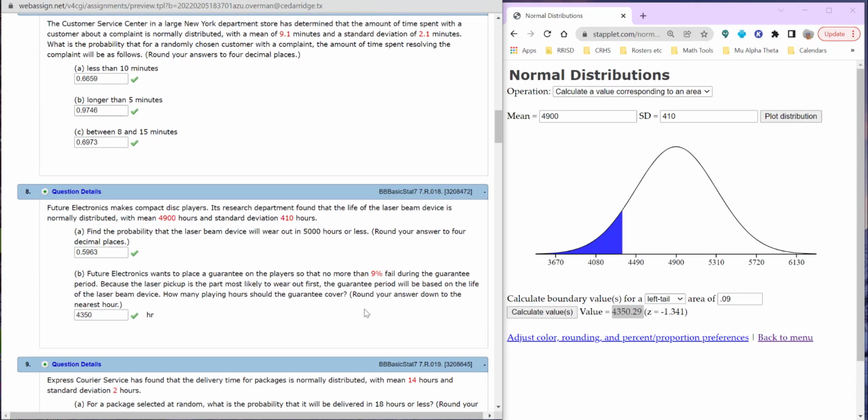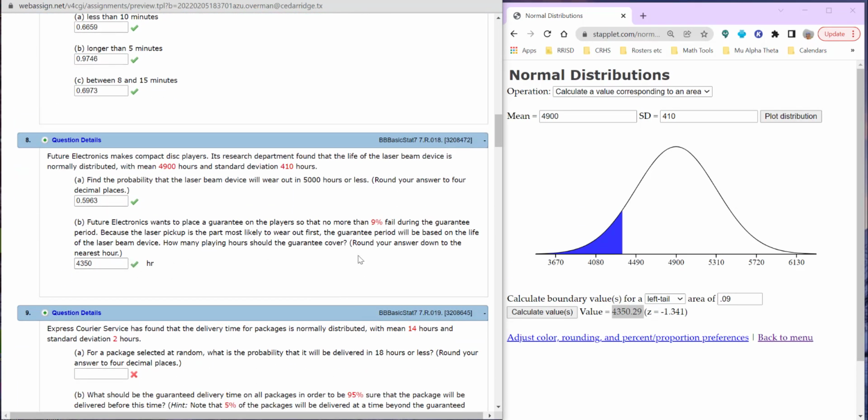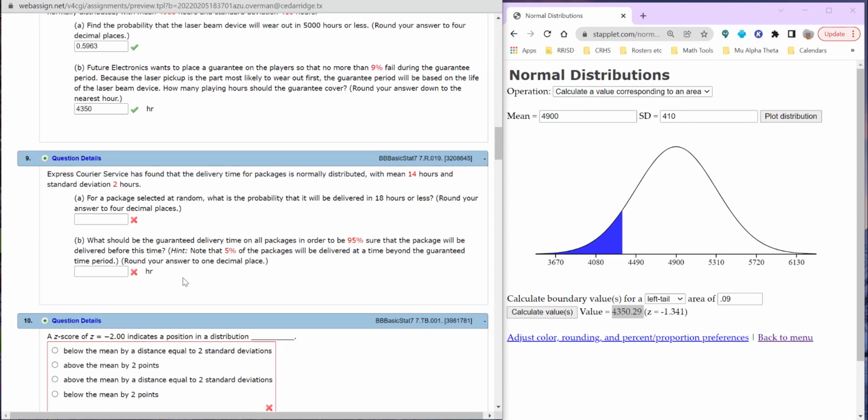And voila. So on this bottom one, make sure that you realize they're worried about the ones that die early. So they don't want too many. These are the ones they're willing to cover the cost of. They don't want to cover the cost of all of these, right? Or the middle ones. They want to cover the cost of the ones that just die early. And they only want to have to worry about 9% of them. So they're going to set their guarantee for 4350. Next question.